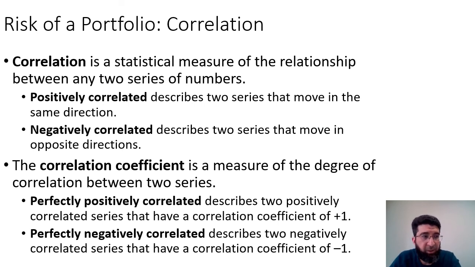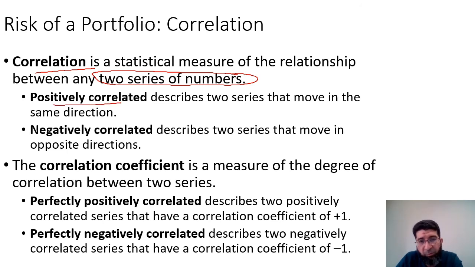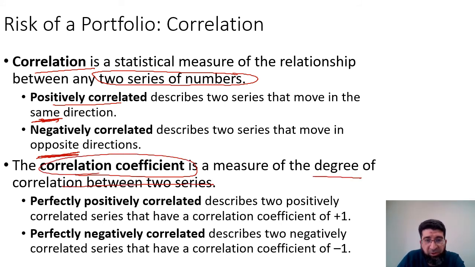Now look at the concept of correlation. Correlation is a statistical measure of a relationship between two time series or two series of numbers. They are positively correlated when two series move in the same direction, and negatively correlated when they are in opposite directions. Then we have a measure that brings this correlation into a form that we can understand, and that's called the correlation coefficient. It is a measure of the degree of correlation between two series. So perfectly positively correlated will have +1, while perfectly negatively correlated will have a correlation coefficient of negative 1.